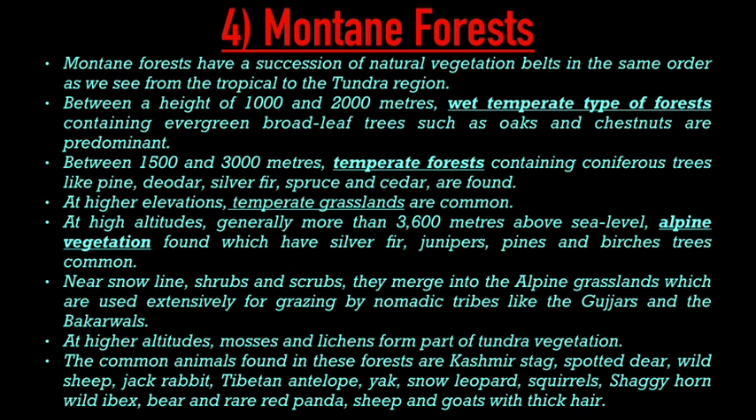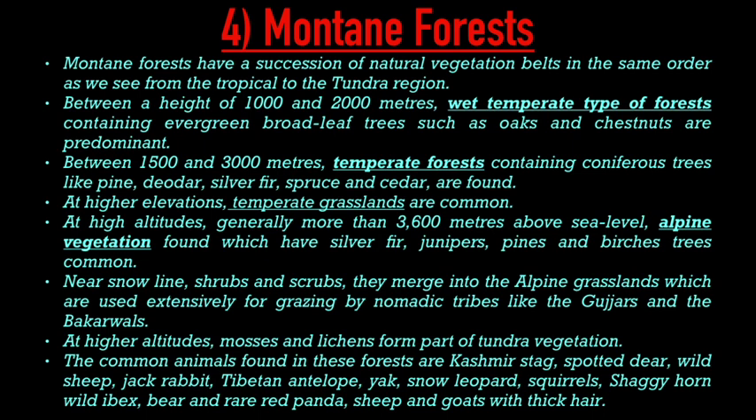Between 1500 to 3000 meters, the temperate forest containing coniferous trees like pine, deodar, silver fir, spruce, and kedar are found. At higher elevations, temperate grasslands are found. At high altitudes, generally more than 3600 meters above sea level, alpine vegetation is found, where silver fir, junipers, pines, and birches trees are found.